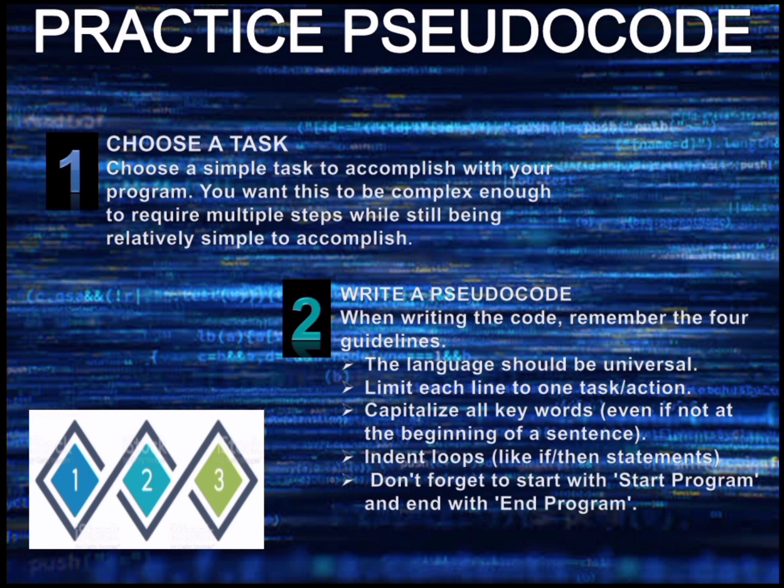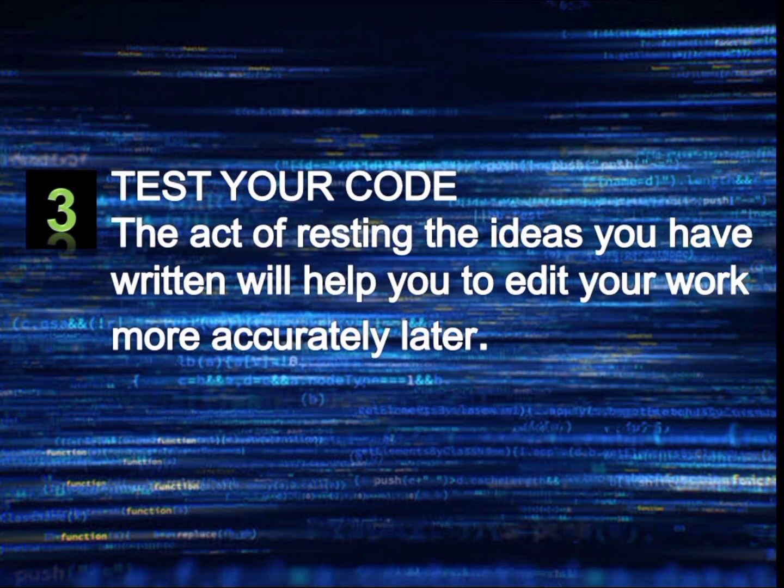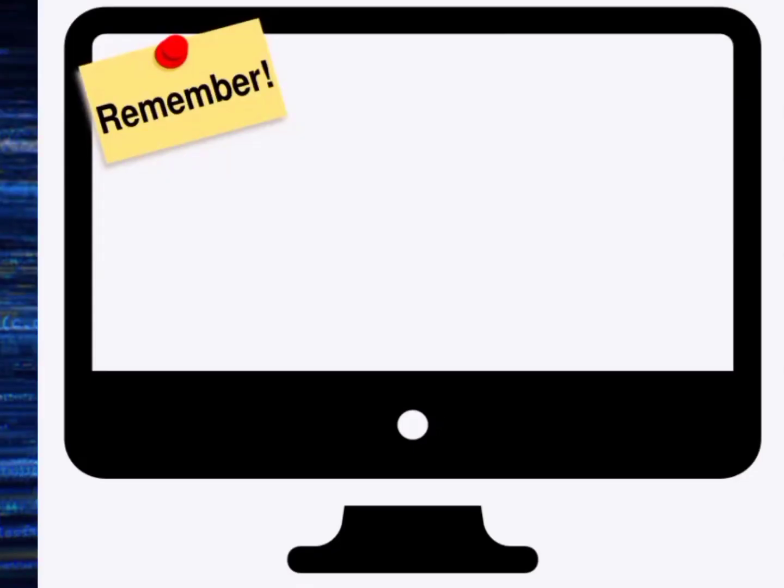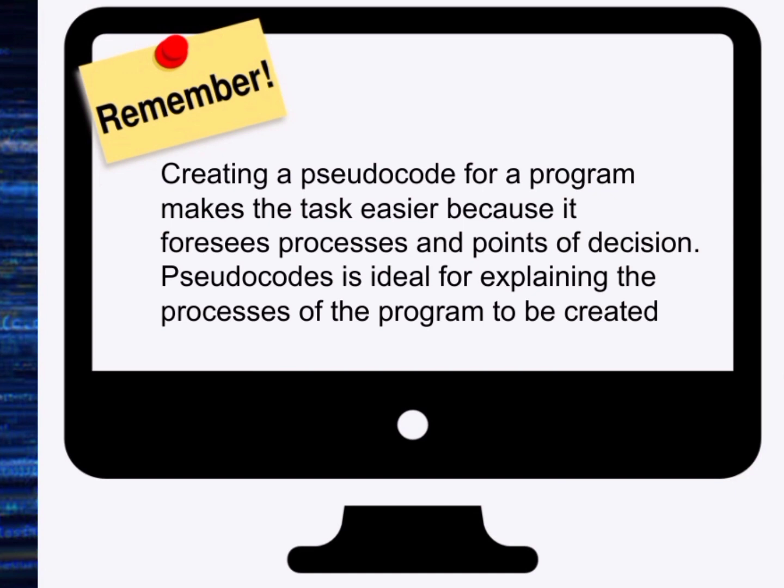2. Limit each line to one task or action. 3. Capitalize all keywords, even if not at the beginning of a sentence. 4. Indent loops, like IF or THEN statements. Don't forget to start with START PROGRAM and end with END PROGRAM, and test your code. The act of testing the ideas you have written will help you to edit your work more accurately later. Creating a pseudocode for a program makes the task easier because it foresees processes and points of decision. Pseudocodes is ideal for explaining the processes of the program to be created.